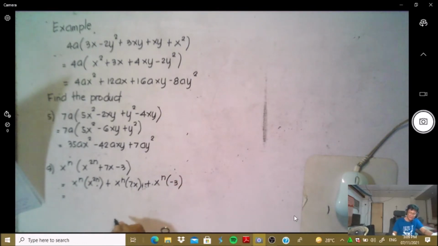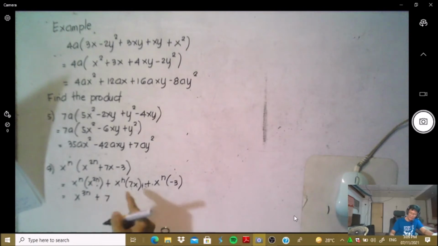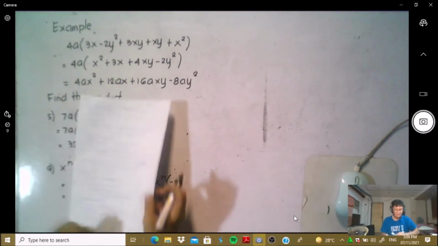Okay, actually, I have completed the solution. So we have the same base. So we just have to add n plus 2n. So that will be x raised to 3n. Plus 7, then we have x times x^n, so that will be x, but we have to start with the variable, so that becomes x raised to n plus 1. Then plus, this becomes negative, minus 3x raised to n. So that is number 9.